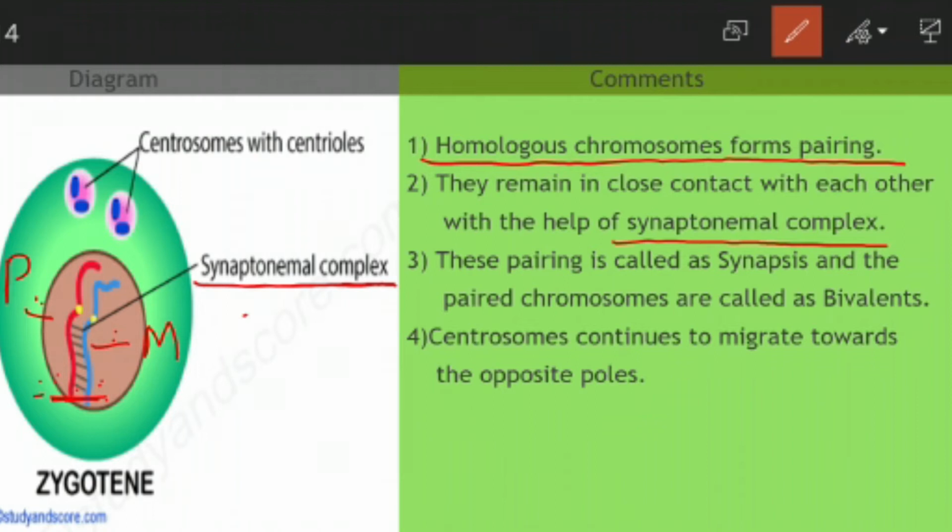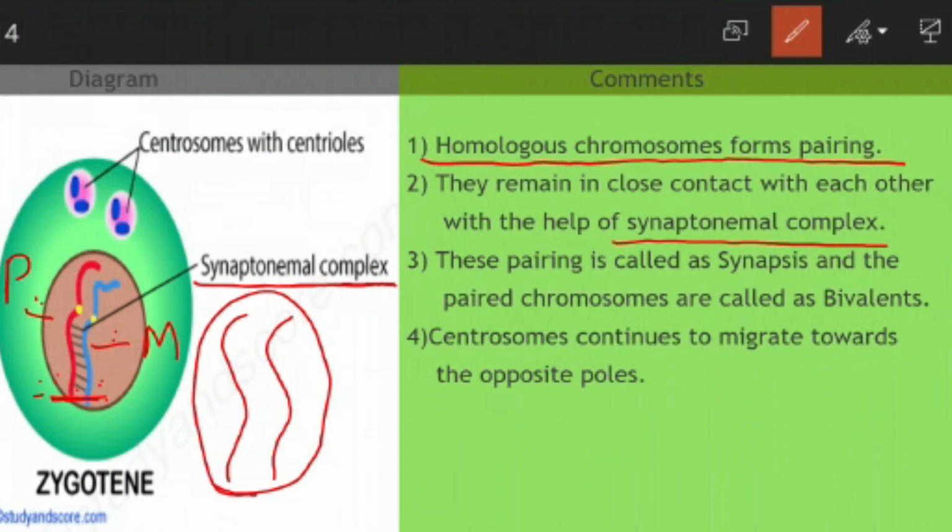When they form a pair, this is one chromosome, this is another chromosome. This pairing of chromosomes is called synapsis. And these two chromosomes, this is the first chromosome, this is another chromosome, are called bivalents. This pairing is called synapsis, and these two chromosomes are called bivalents.